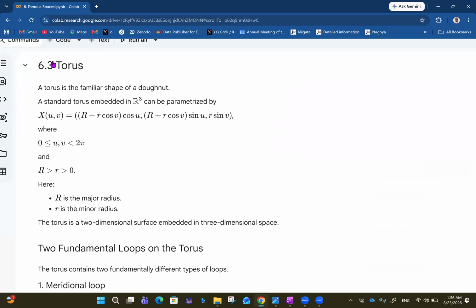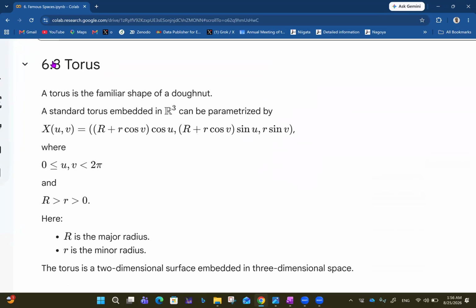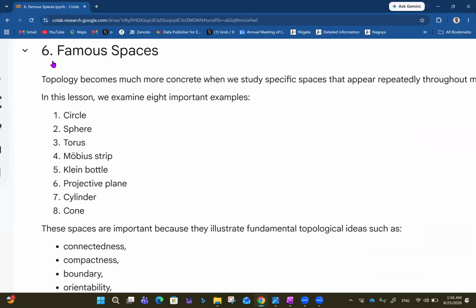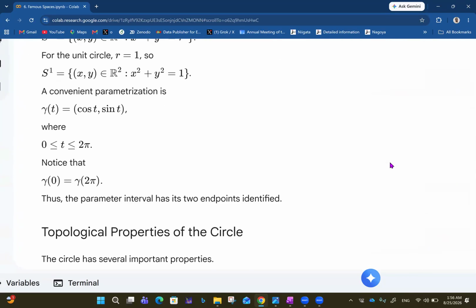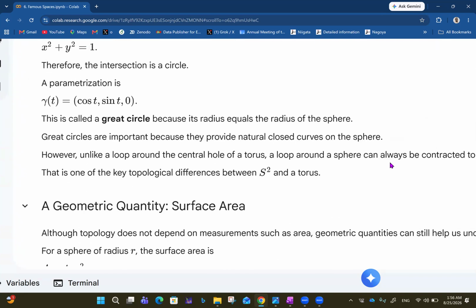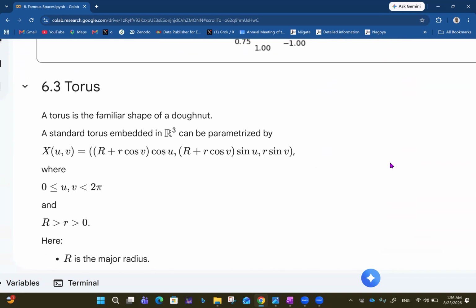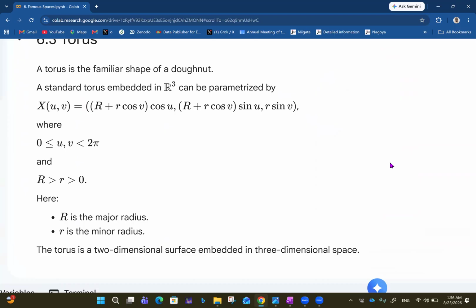Now let's talk about the torus. A torus is the familiar shape of a donut. So remember the torus I showed initially. It looks like a donut like this. So that's what a torus is like. A torus is the familiar shape of a donut.